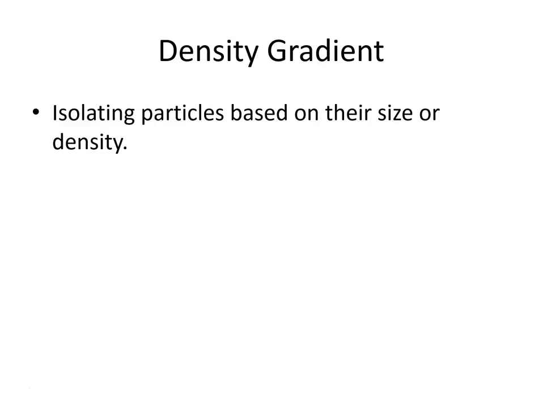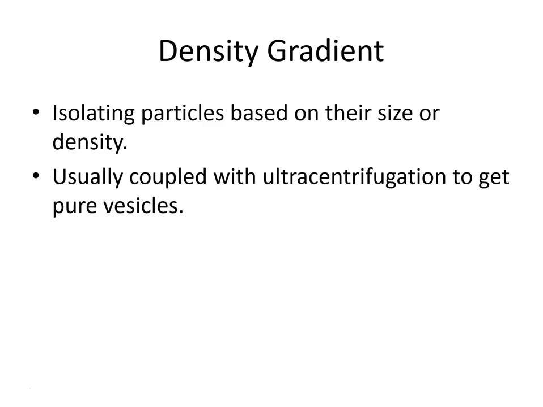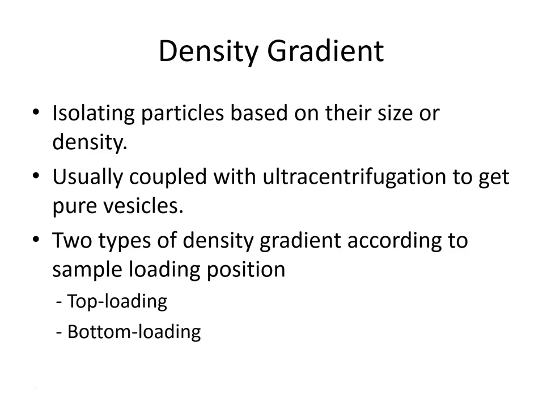Density gradient is a method of isolating or purifying particles based on their size or density, depending on the type of density gradient. This method is usually coupled with ultracentrifugation isolation, which you may have heard about in a previous presentation. By using density gradient, you can get a pure vesicle population. There are two types of density gradient, which are top loading and bottom loading, according to sample loading position.